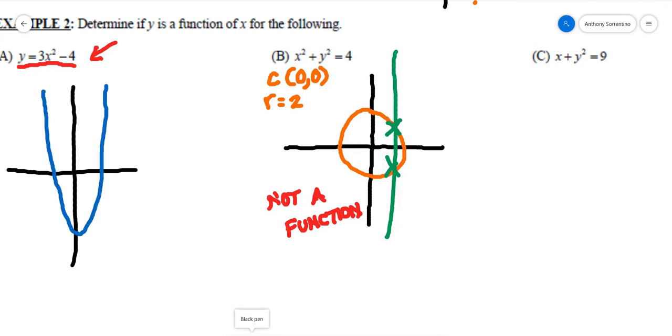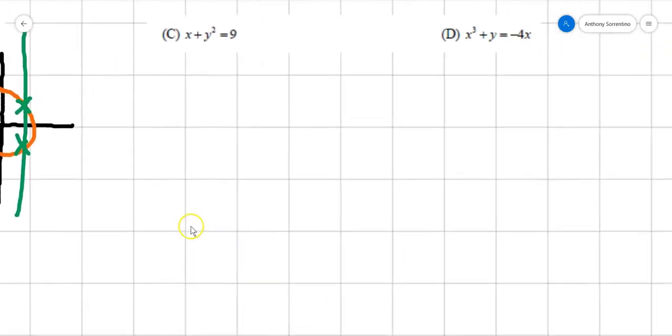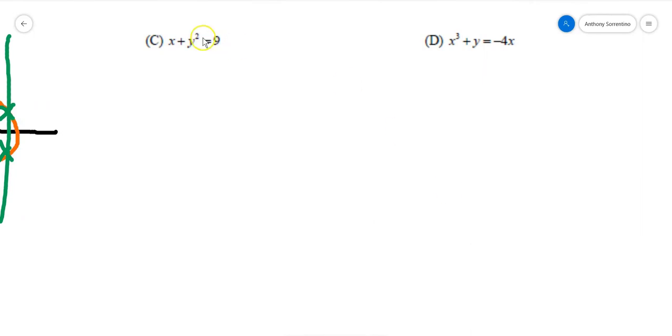And as you can see, if I pass any vertical line through this, it's only touching this parabola once. So this would be a function. And I've shown that graphically. Now these other two I'd have a little bit more problems doing graphically. So let's have a look at them and see what I would need to do to make them be done graphically.